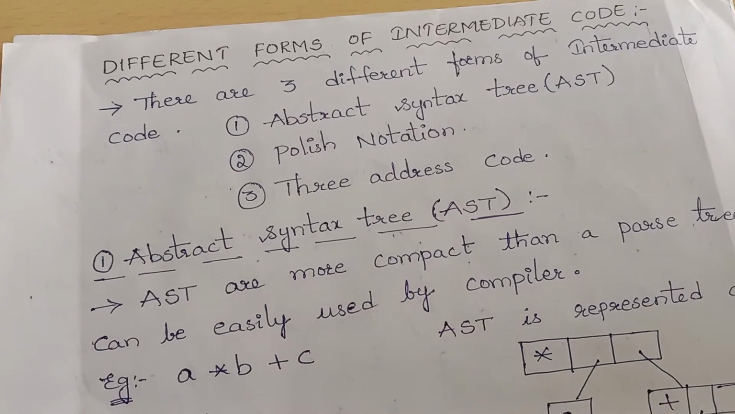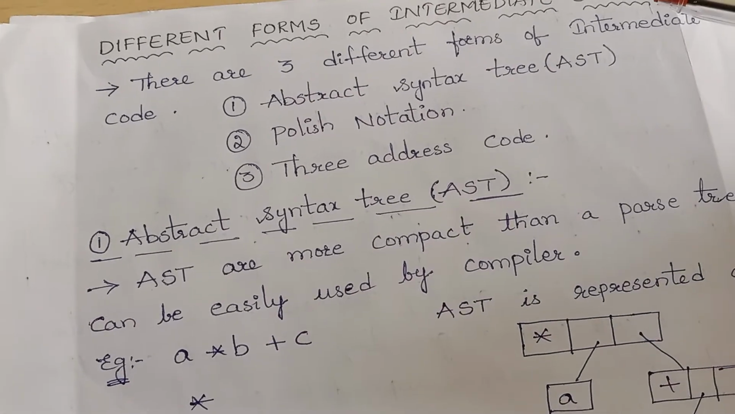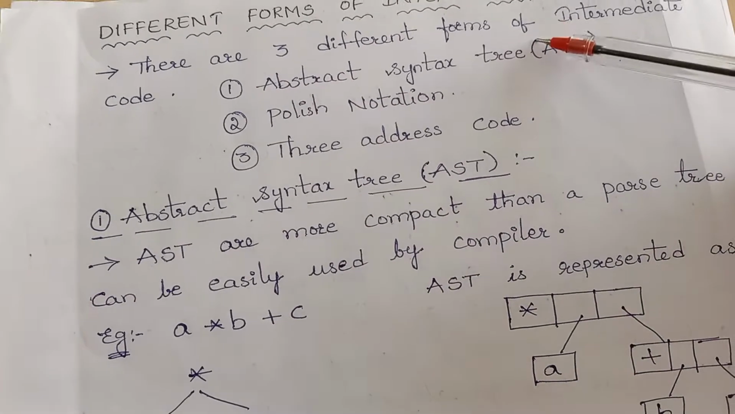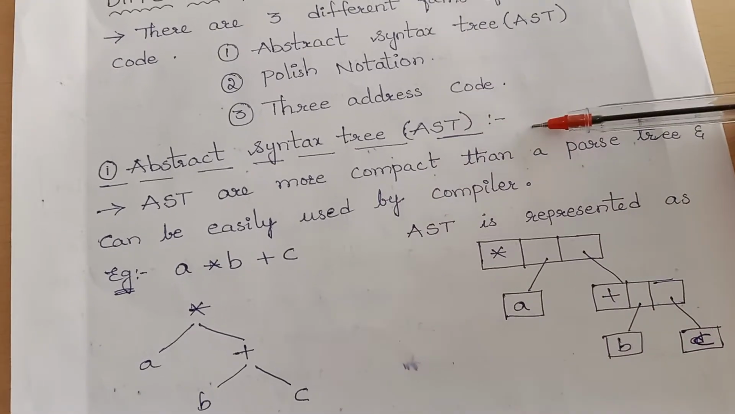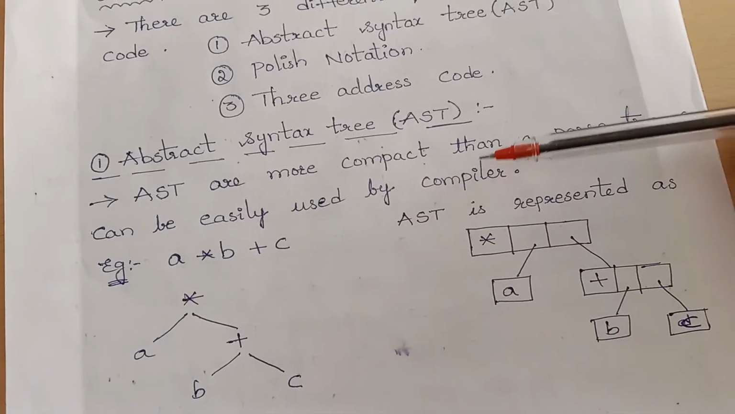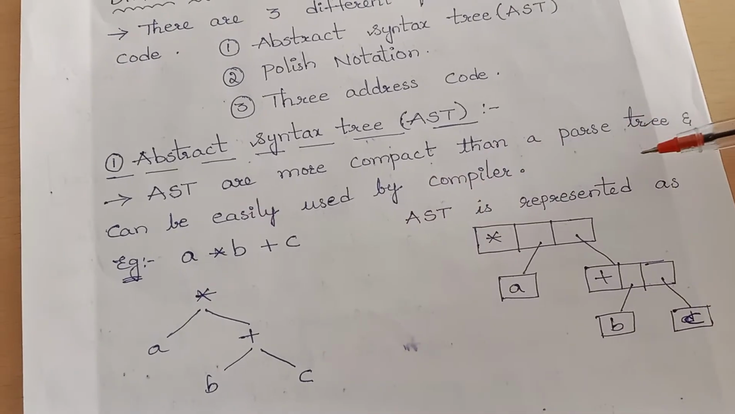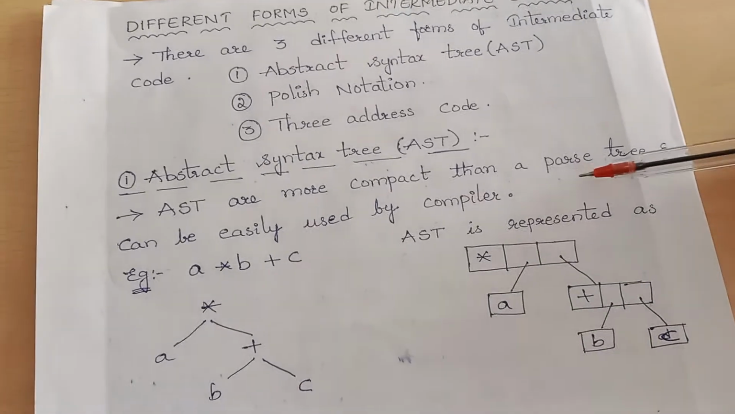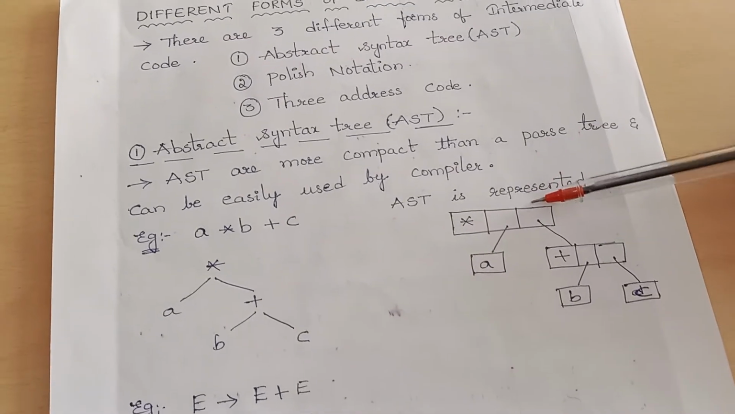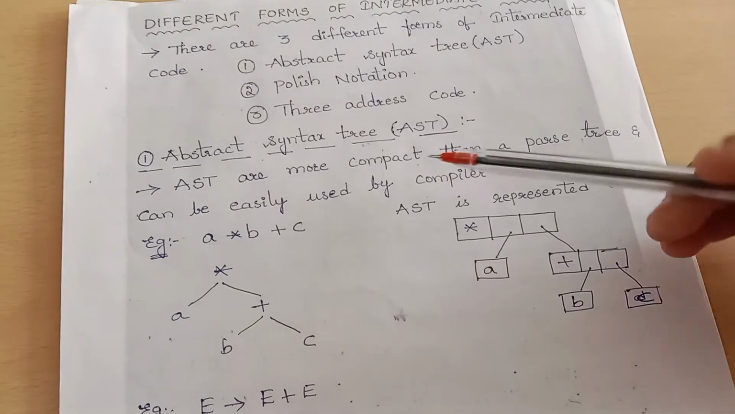Forms of intermediate code. There are three different forms of intermediate code: abstract syntax tree, Polish notation, and three address code. Abstract syntax trees are more compact than a parse tree and can be easily used by the compiler. So an abstract syntax tree is represented in this format.